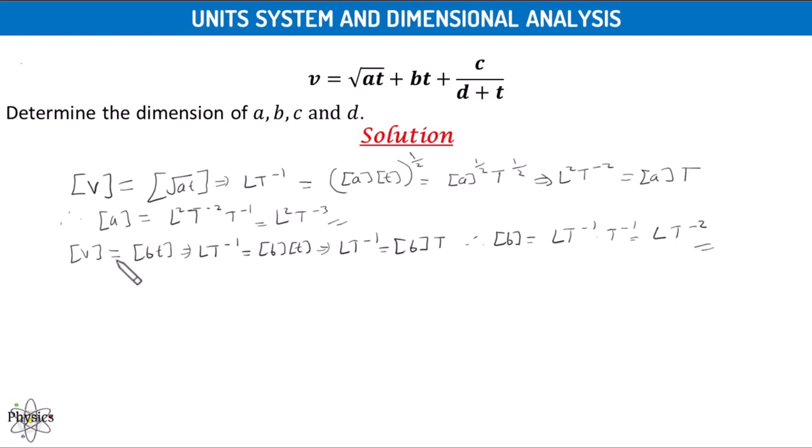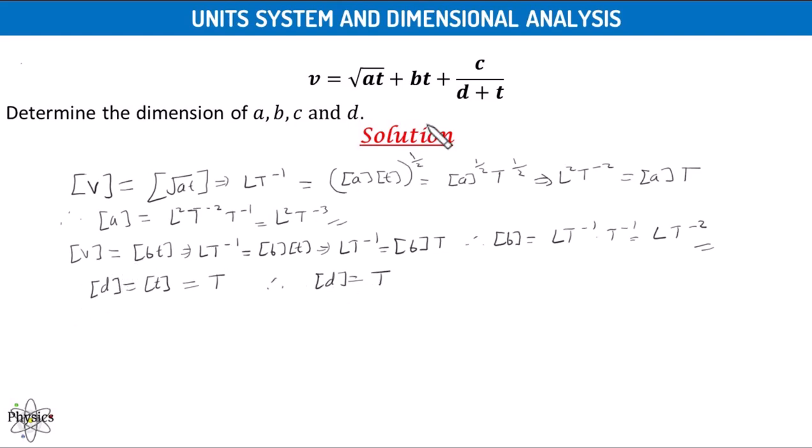Then for C, if we look at C and D, they're connected. But down here, this is D and this is T. That means the dimension of D must be equal to the dimension of T, because we can only add or subtract two quantities which have the same dimension or unit. So that implies the dimension of T is T. Therefore, the dimension of D is T.